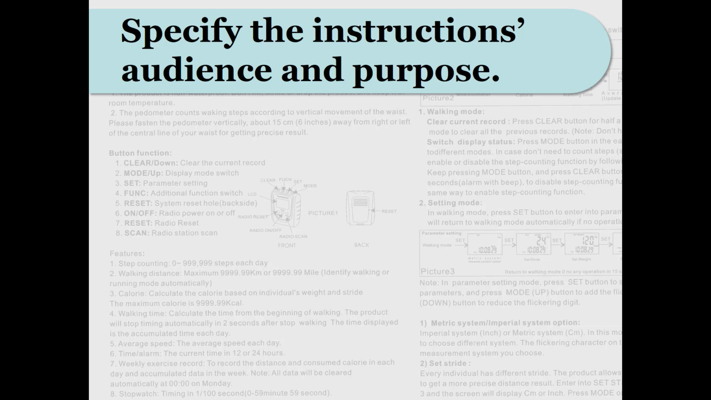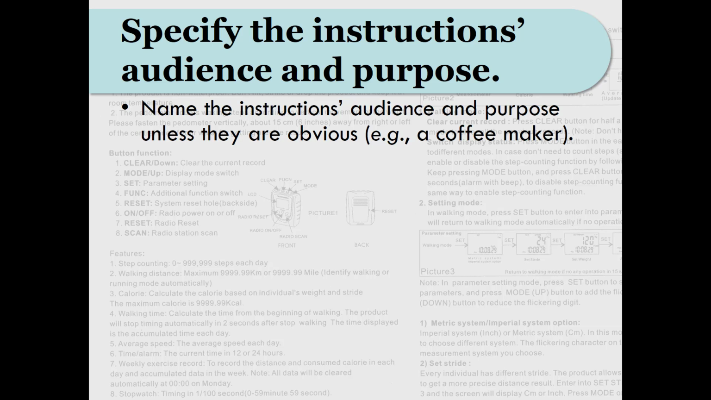First off, let's talk about instructions in audience and purpose. Name the audience and purpose unless it's really, really obvious. For example, a coffee maker. Who are the instructions for a coffee maker for? Well, it's for the people who own that thing and they want to make coffee. Duh. Sometimes, though, it's a little more complex.